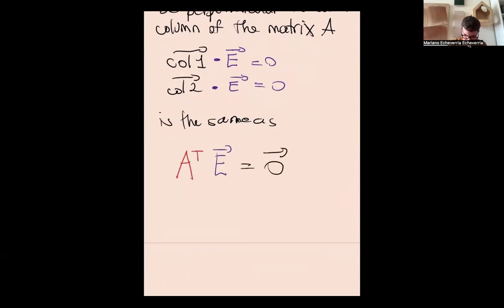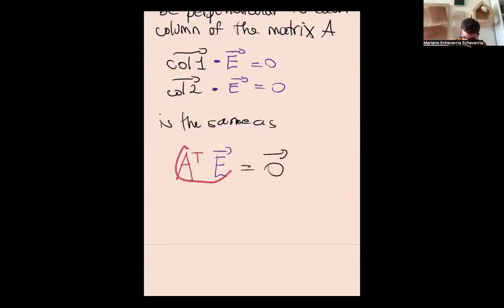Because again, multiplying a matrix by a vector is doing the dot product between the rows and the vector, but the rows of the transpose are the columns of A. So that's kind of how it works. Okay, and if you work this out, we're almost at the end, actually.